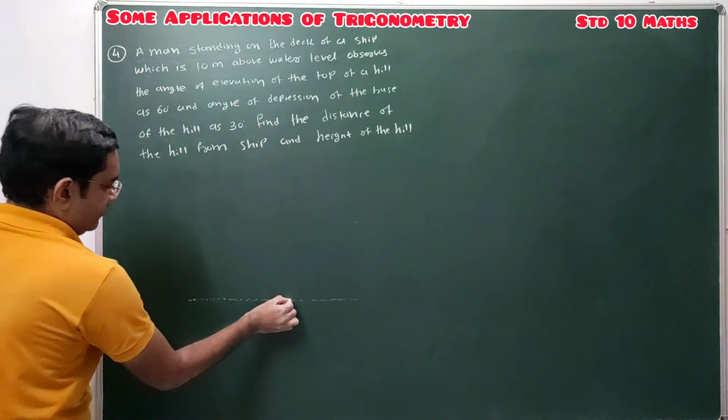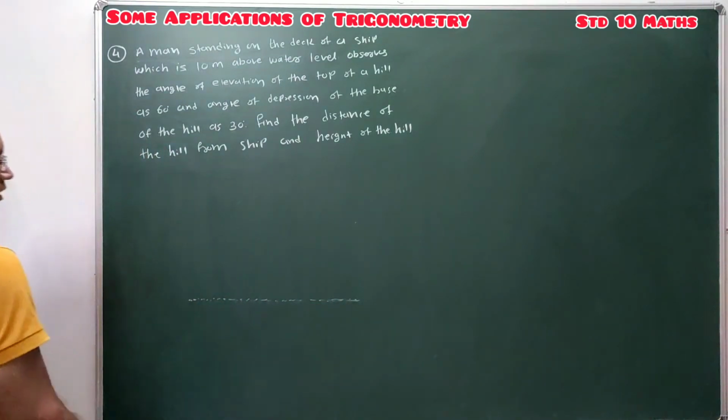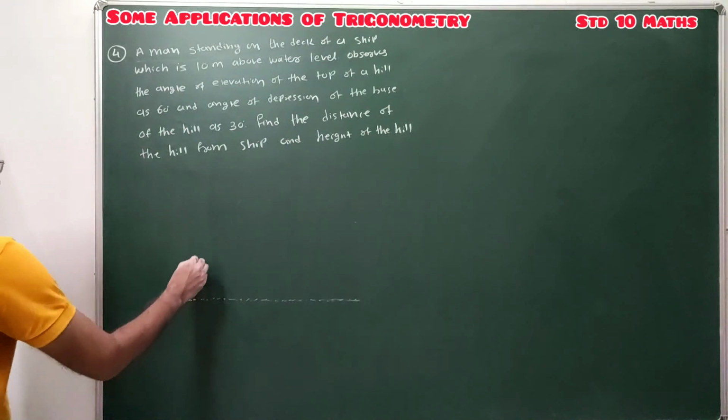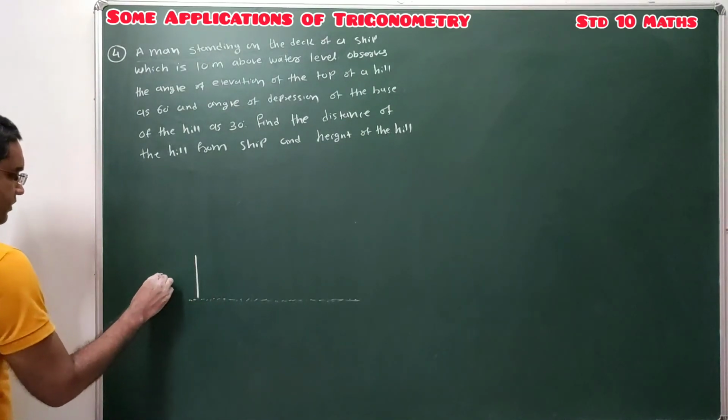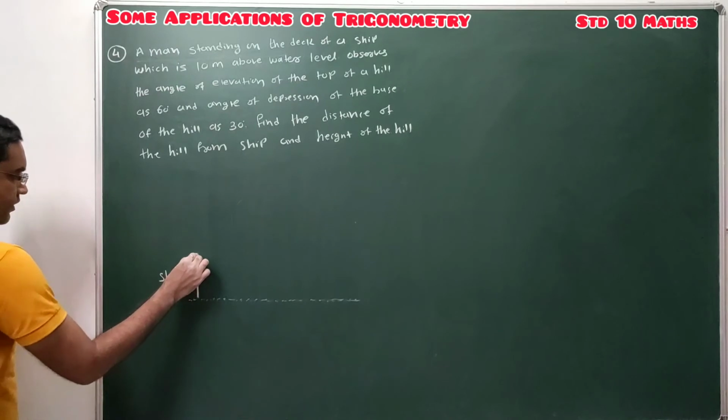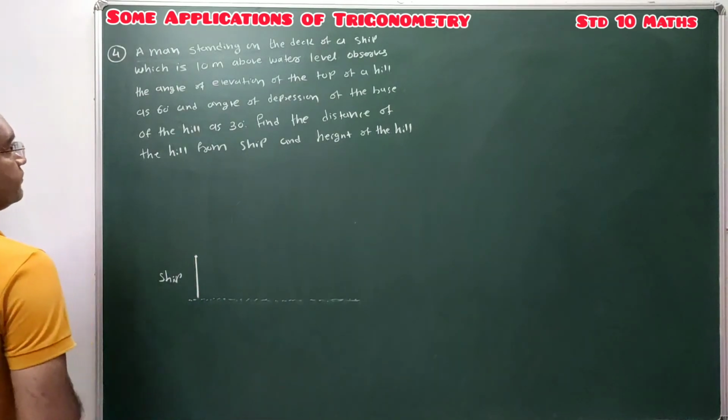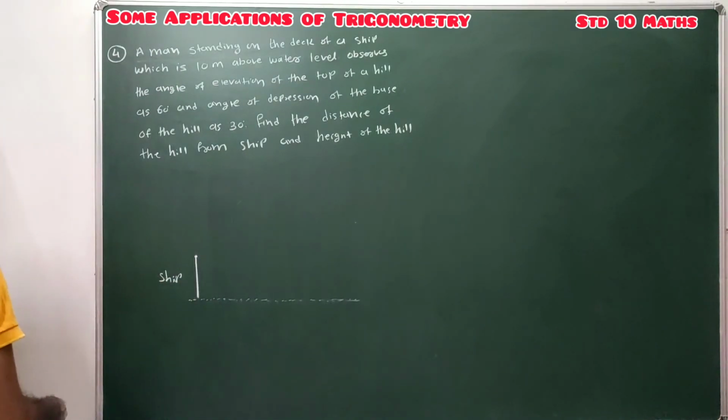This is our reference level. This is our water level. A man is standing on the deck of a ship which is 10 meters above the water level. So this is the ship and this one is the deck of the ship, which is 10 meters above the water level.